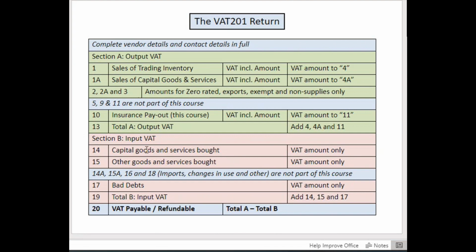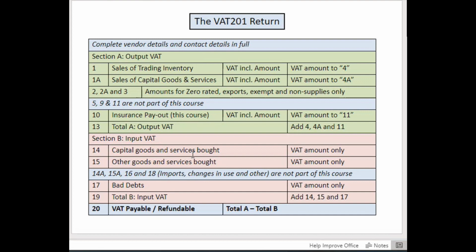Then you get to section B, which is your input VAT under point 14. You take the capital goods and services bought. SARS is not concerned with the amount, they are concerned with the VAT amount only. So you calculate the VAT amount and you put that under point 14. Then point 15, other goods and services bought. Now, it's very difficult to know which services you put where.